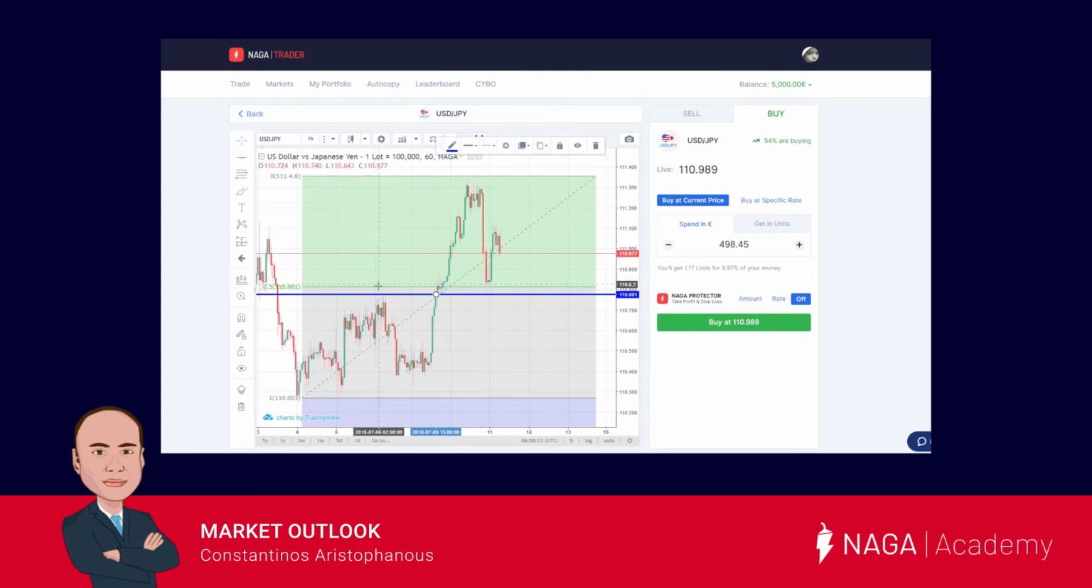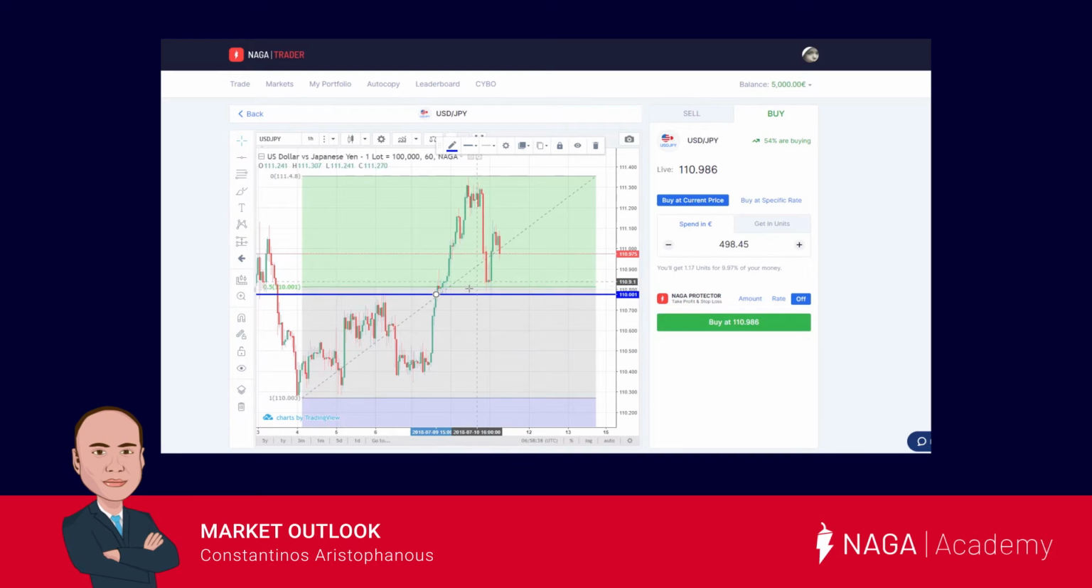Our third instrument is the dollar yen. As we can see on the dollar yen 1-hour chart, we can see a burst and a volatile upward movement with the top being formed at the 111.35 area. Since then, price has corrected to the downside and found support at the 110.80 area.